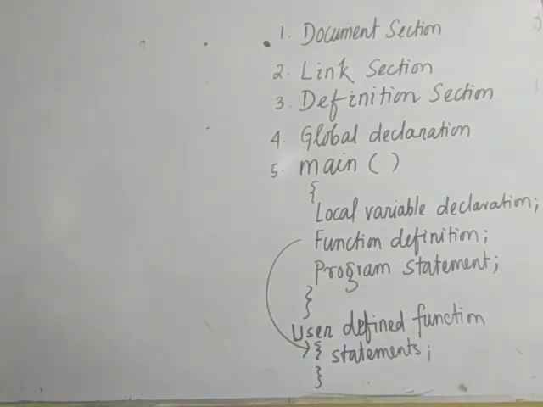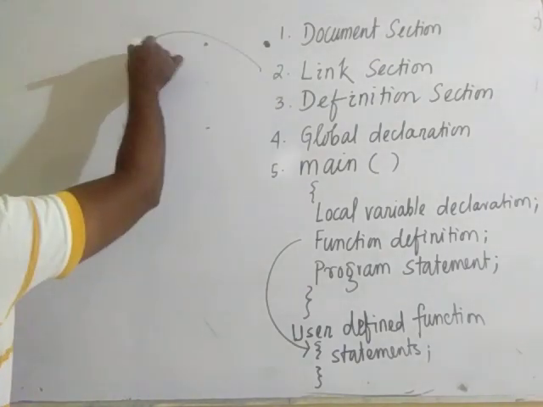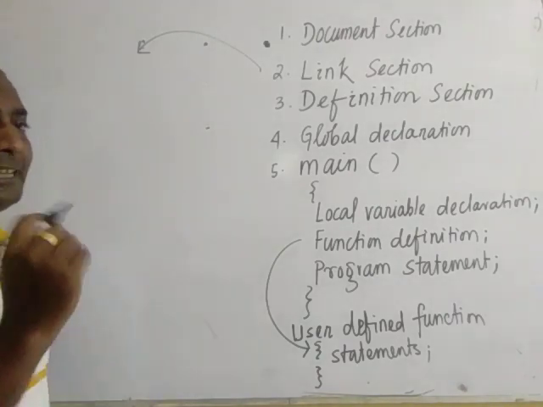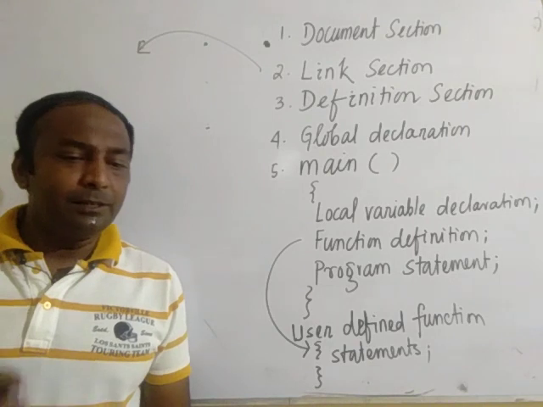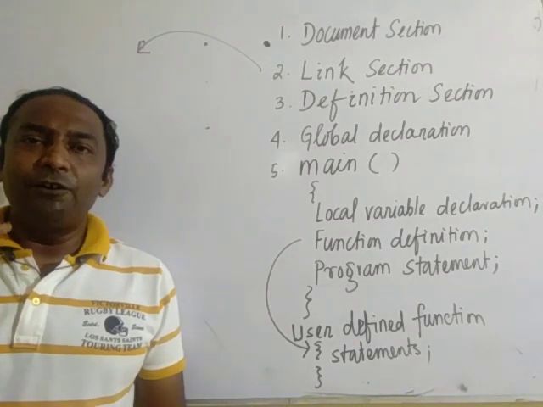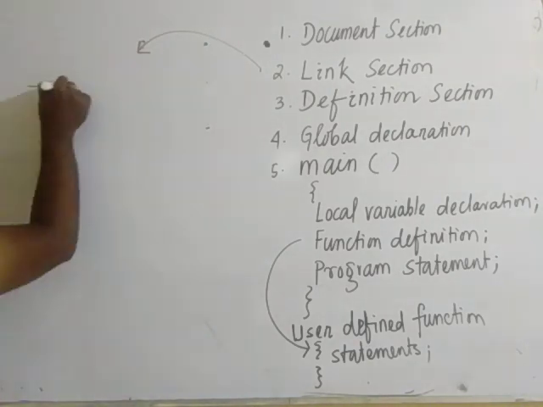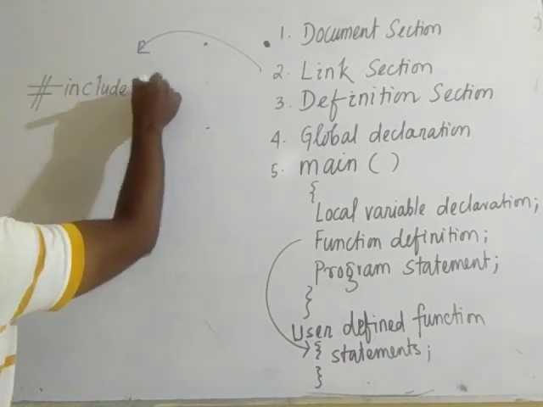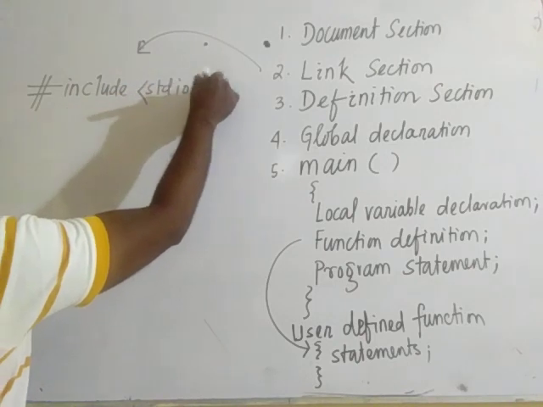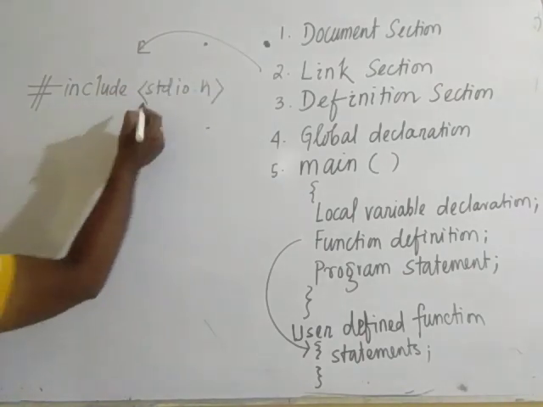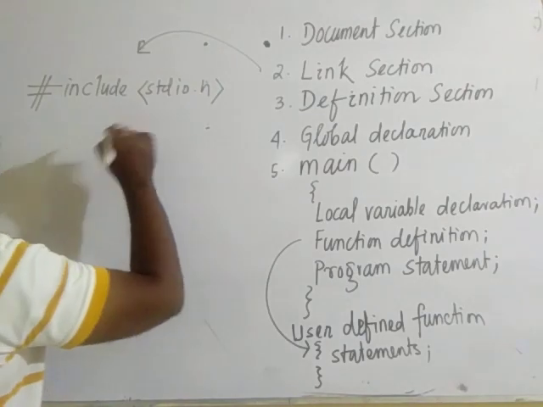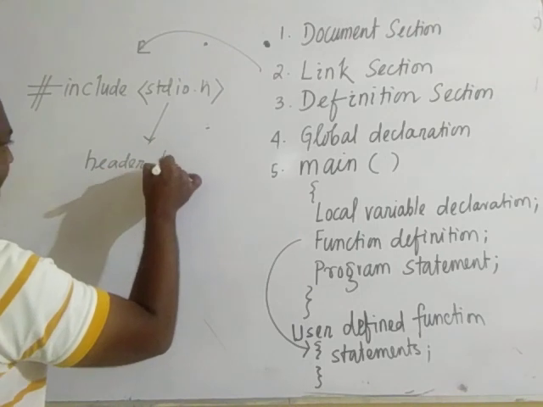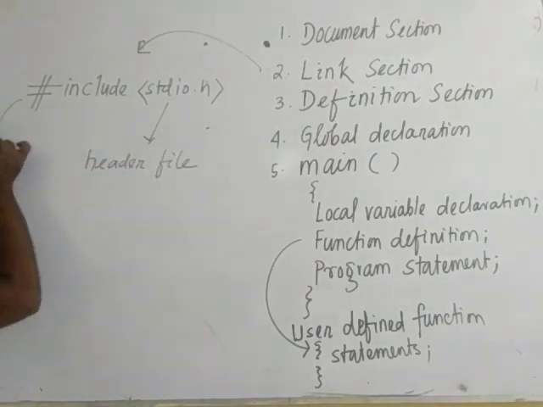The next part is the link section. In the link section, we mainly attach some preprocessor files or header files, such as include stdio.h. That means standard input output header file. So this is a header file. This symbol is known as preprocessor.